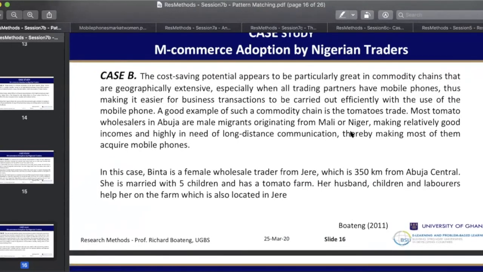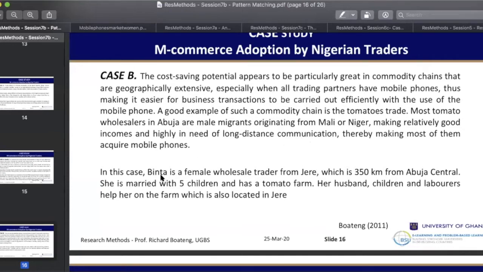Case B. The cost saving potential appears to be particularly great in commodity chains that are geographically extensive, especially when all trading partners have mobile phones, thus making it easier for business transactions to be carried out efficiently. A good example of such a commodity chain is the tomato trade. Most tomato wholesalers in Abuja are male migrants originating from Mali or Niger, making relatively good incomes and highly in need of long distance communication, thereby making most of them acquire mobile phones.